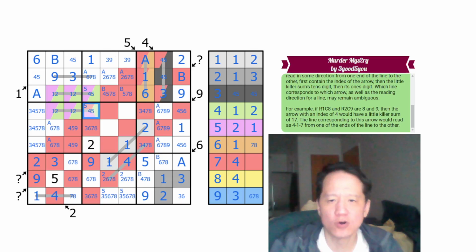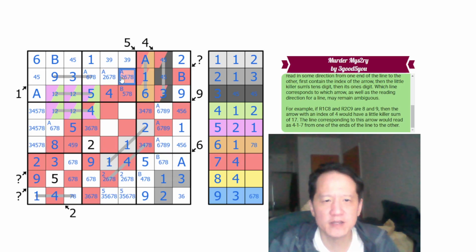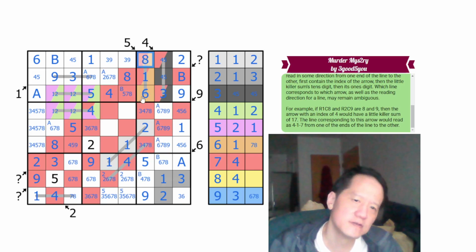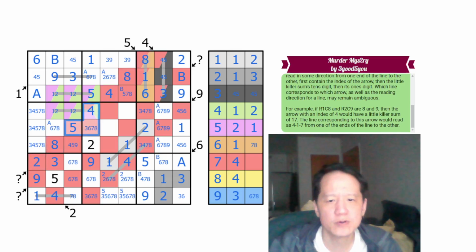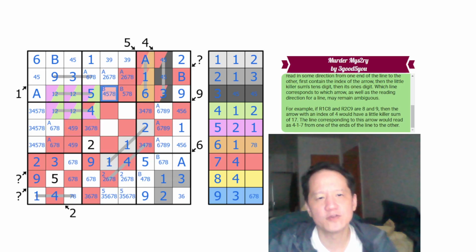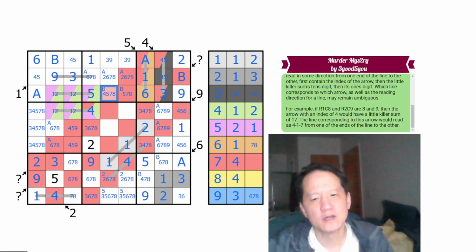Can it be 4? Maybe. If this is 4, this is 5. This would have to be 4. And again, I don't think you could have 5, right? With 8, 8, and 8, that would be 20, 39. Nope. So this would definitely have to be 4. This would have to be 9.